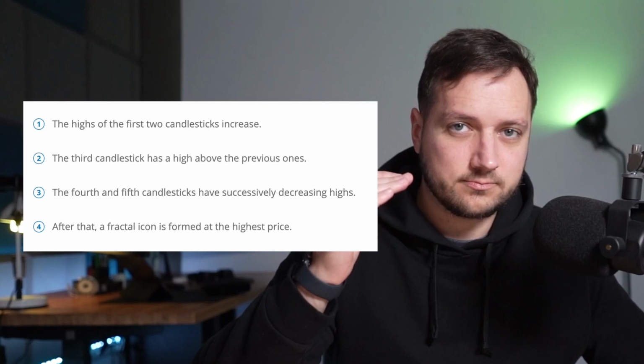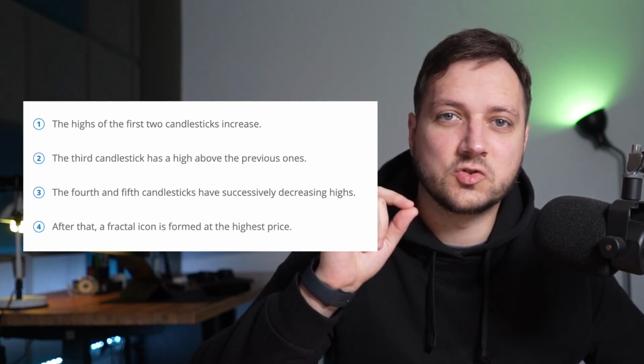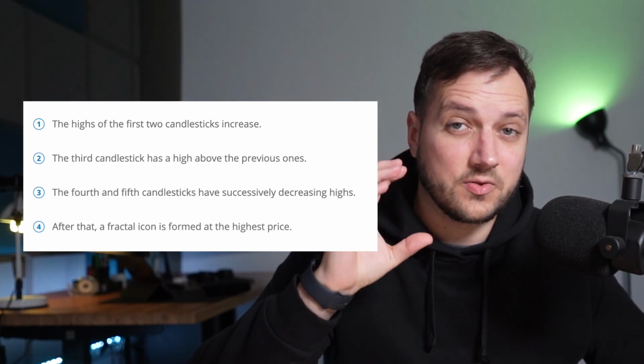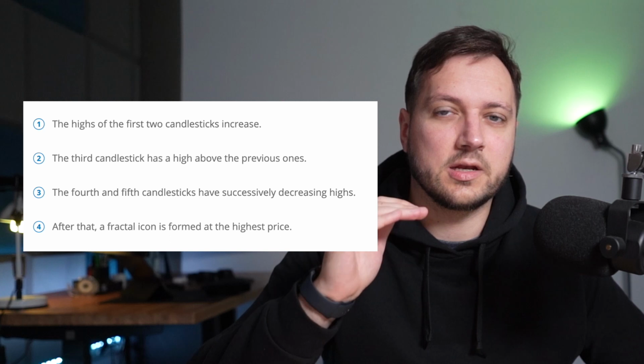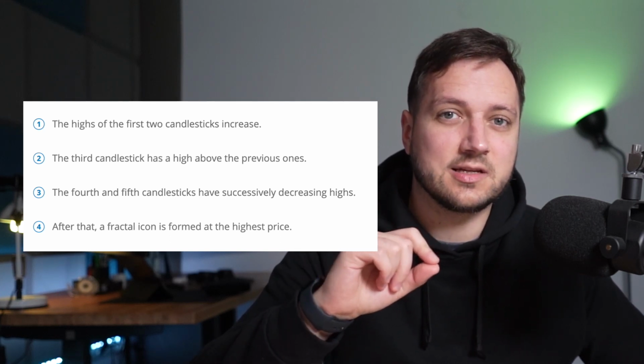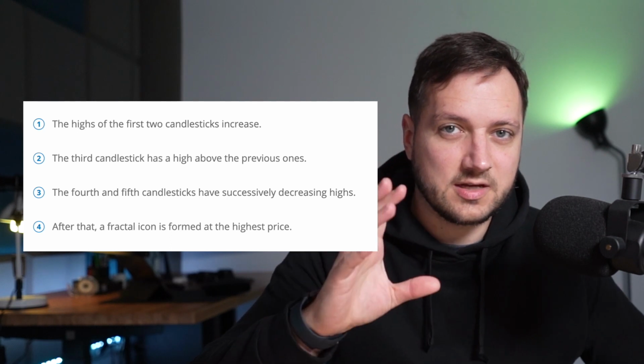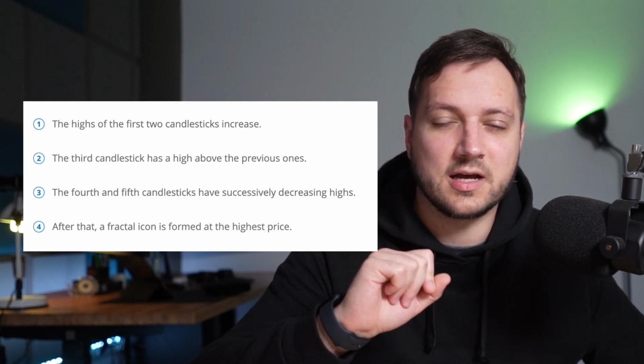An upward fractal will form after several conditions are fulfilled. First, the highs of the first two candlesticks increase. The third candlestick has a high above the previous ones. Next, the fourth and fifth candlesticks have successively decreasing highs. After that, a fractal icon is formed at the highest price. Naturally, for the formation of a downward fractal, the opposite conditions should be met. The fractals indicator does not require setting parameters, you only need to set the display color and size of the icons.